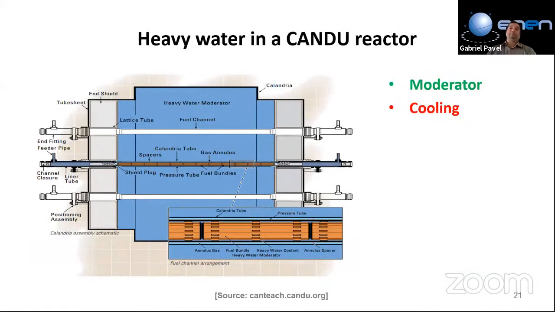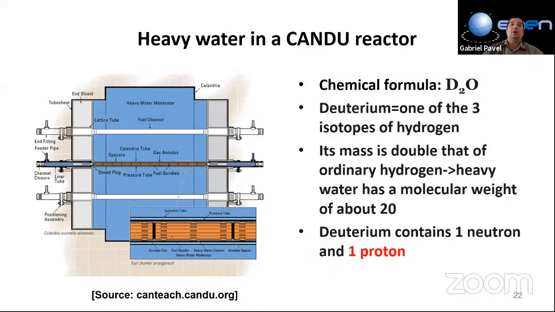Heavy water in the CANDU type reactor is used in two different ways: first, as a moderator, and second, for cooling. Okay, what is this heavy water? You have most probably heard of normal water, which has hydrogen. Well, hydrogen has several isotopes, and one of them is deuterium. I wrote here that its mass is double the ordinary hydrogen mass.